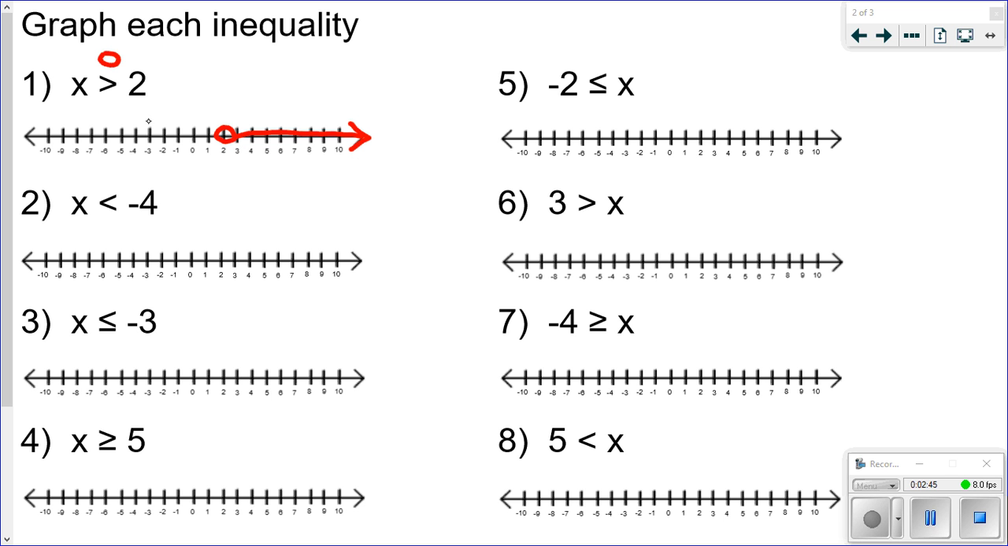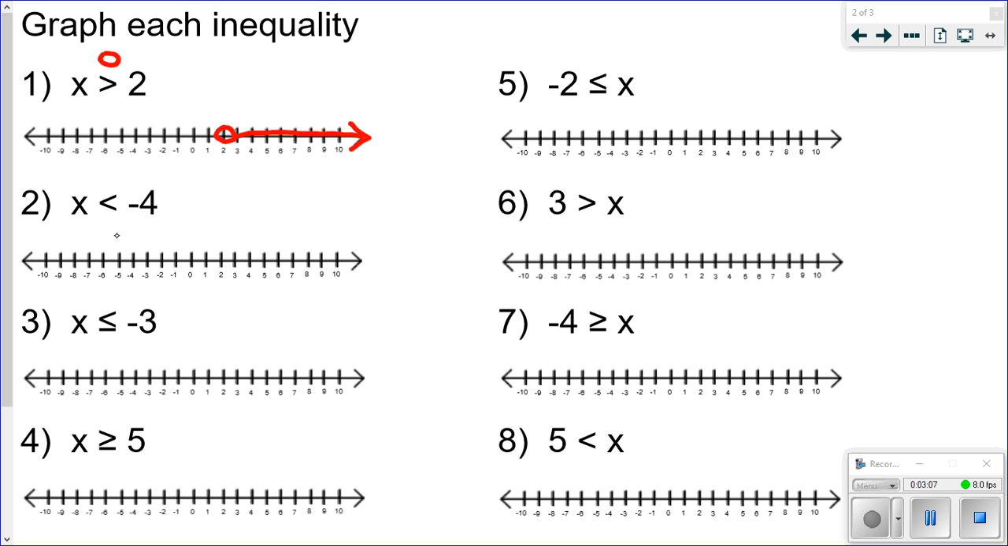So this is saying, when you look at this graph, x is any value that's greater than 2. The shading shows what values x could be. And the open circle tells you that x can't be 2. X has to be greater than 2. It could be 2.1, that's greater than 2, but it can't be 2 because 2 is not greater than 2.